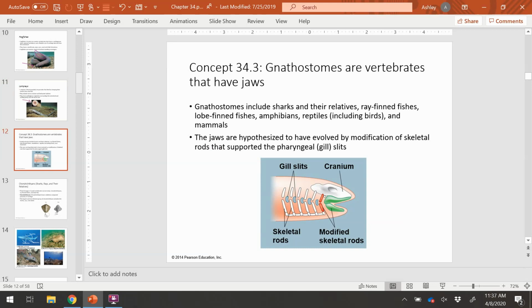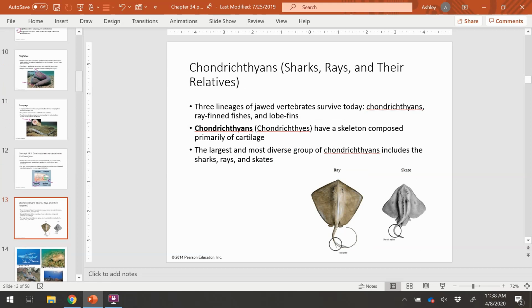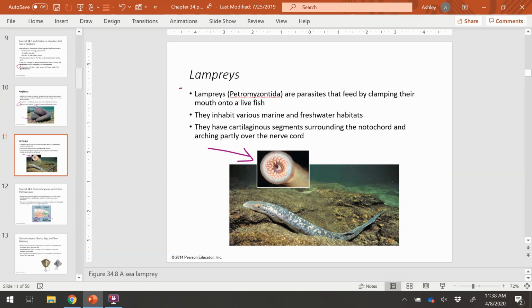So taking a look at gnathostomes, moving on to the ones that will have jaws, they hypothesize that the jaws formed from modification of skeletal rods that helped support gill slits and the pharyngeal slits. And so that's shown here that these two highlighted in green and reddish orange were once skeletal rods that are shown here, and that became modified over time, partially fused with the cranium and became what we know now as jaws. So before I move on too quickly, I do want to highlight the things here you want to study. That one and this one here.